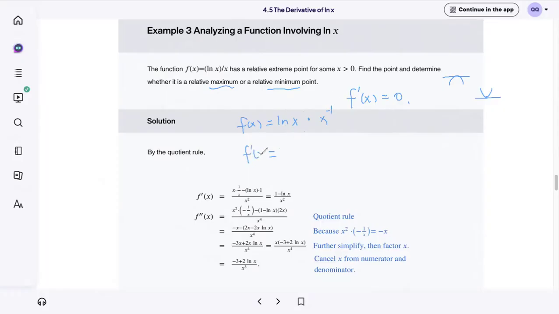Then let's take the derivative. The derivative of ln x is 1 over x, then times 1 over x, because x raised to -1 is 1 over x. Then plus negative, because we're now taking the derivative of x raised to -1. We know that's negative 1 over x squared. Then multiply by the first one, ln x. So I have 1 over x squared minus, actually, we can factor out.